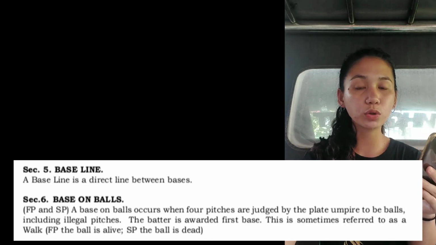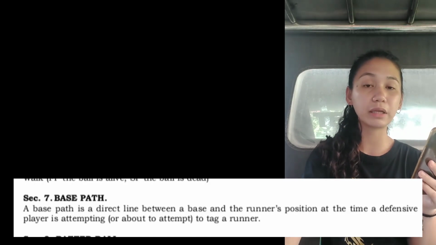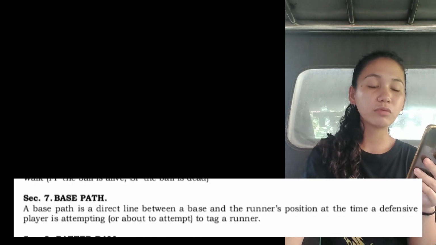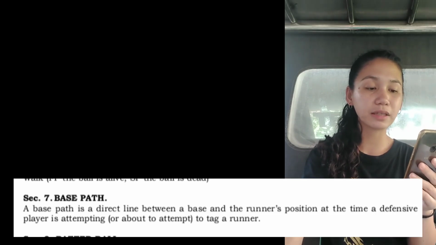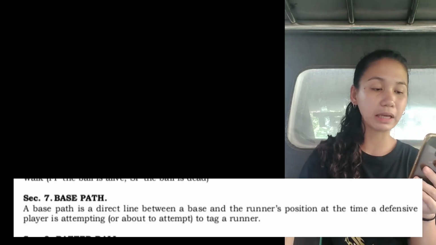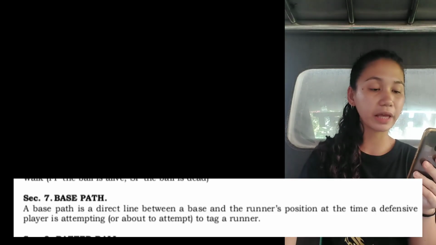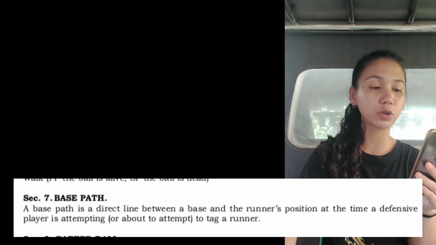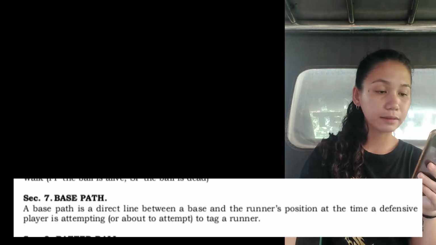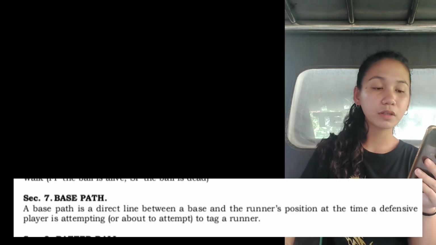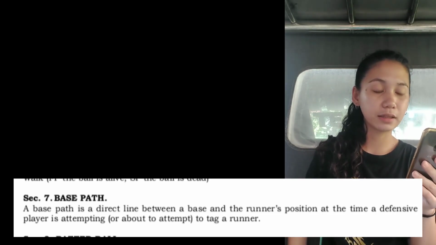So let's move on to rule number 1, section 7, the base path. A base path is a direct line between a base and the runner's position at the time a defensive player is attempting or about to attempt to tag a runner. So that is the base path.